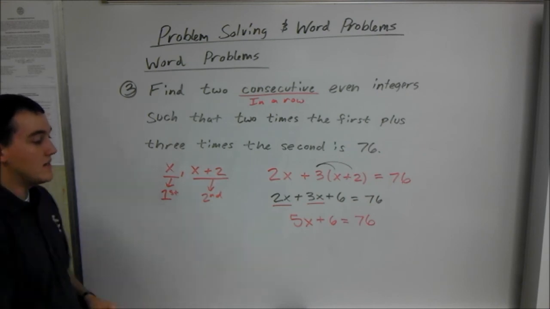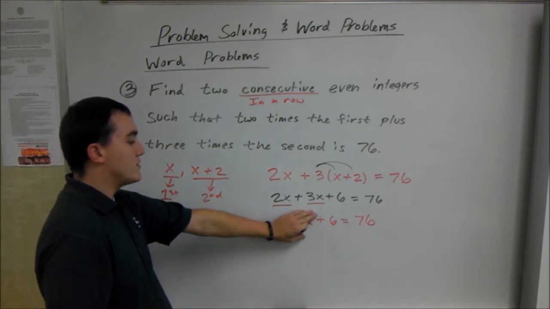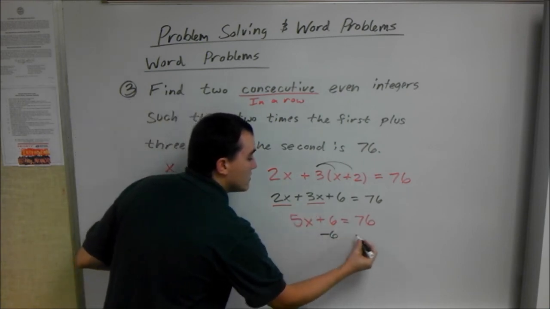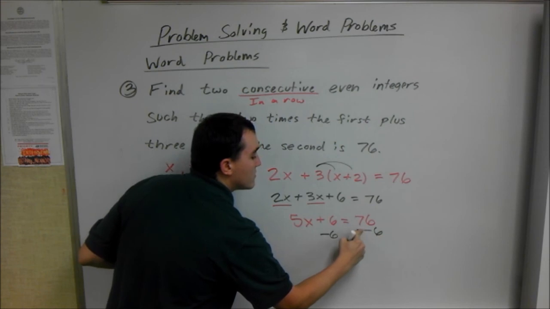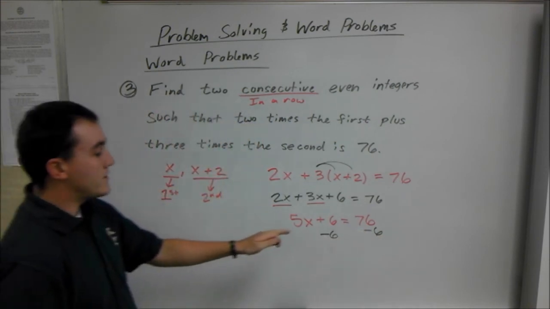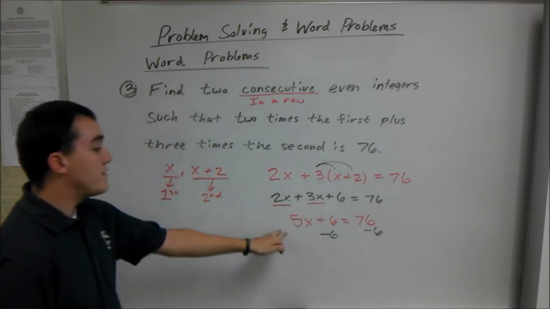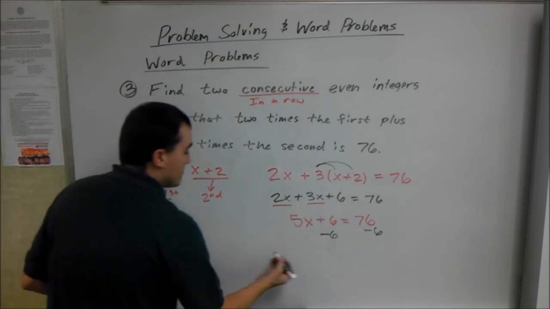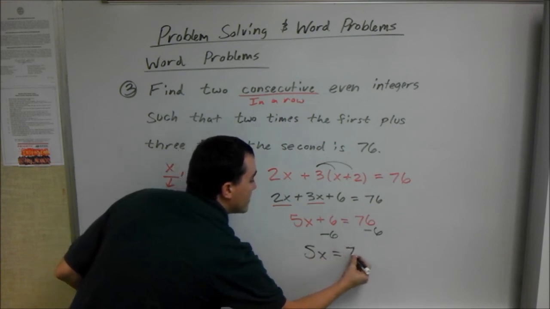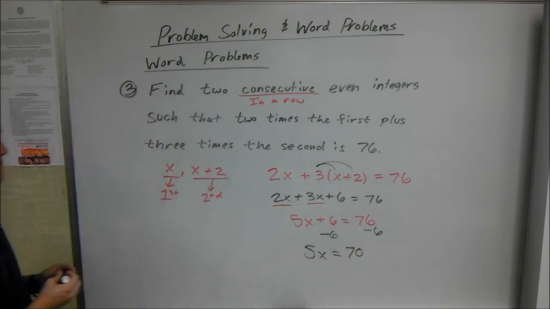Next, we can minus 6. Since the 5 is with the x, we can't do that right now, so we have to minus the 6 first. Just minusing 6. So we get 5x equals, because these cancel, 5x equals 70. 5x equals 70. Last step, just divide by 5.